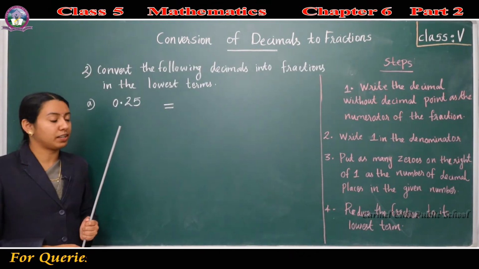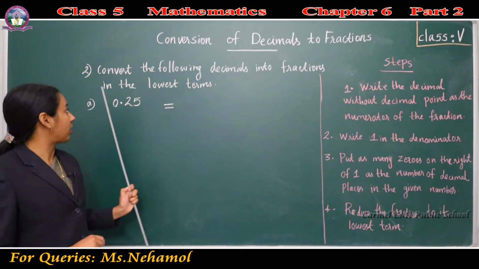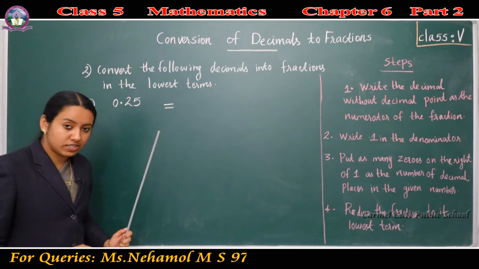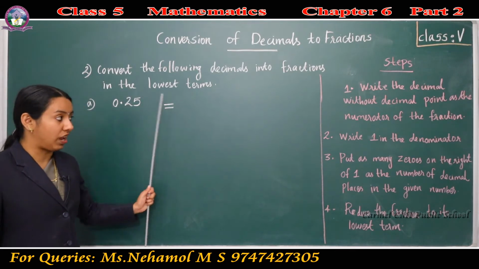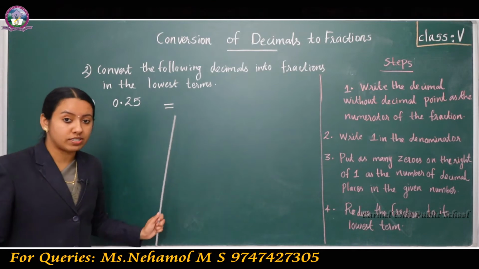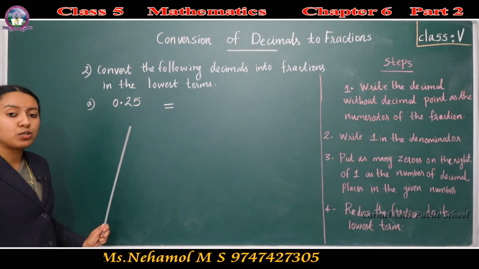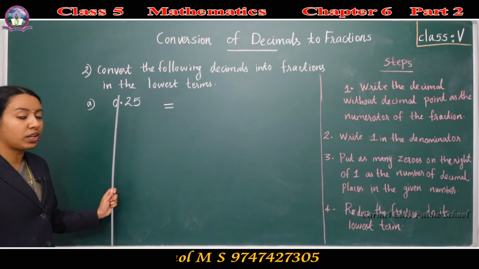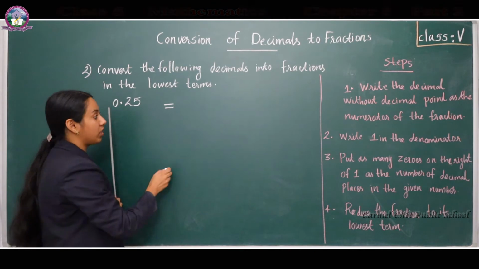Now consider the second question. Convert the following decimals into fractions in the lowest terms. First we have to convert the decimal to a fraction, then convert to the lowest terms. First one, 0.25. How can we convert this decimal to a fraction?